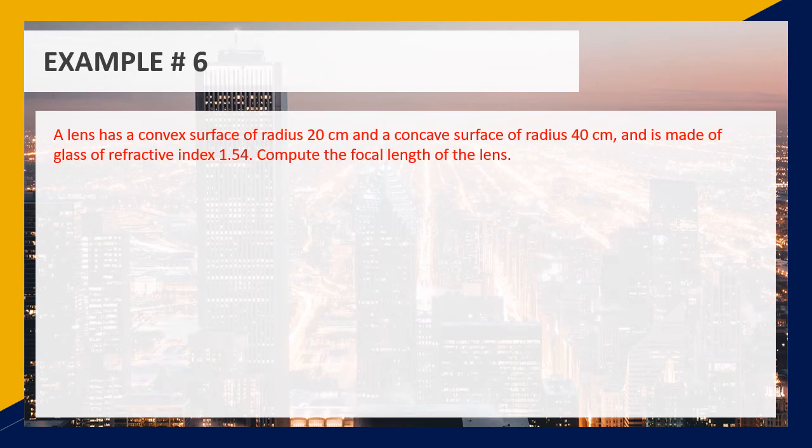So let's have an example. A lens has a convex surface of radius 20 cm and a concave surface of 40 cm and is made of glass of refractive index 1.54. Compute the focal length of the lens. Okay? So note, for convex surface, radius of curvature is positive, and negative radius of curvature is for concave surface. Okay?